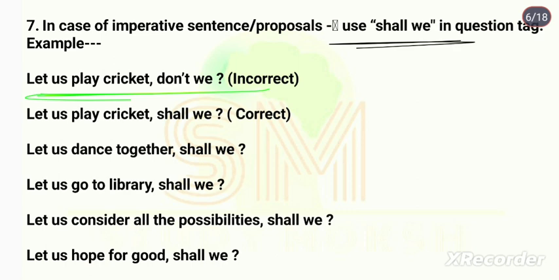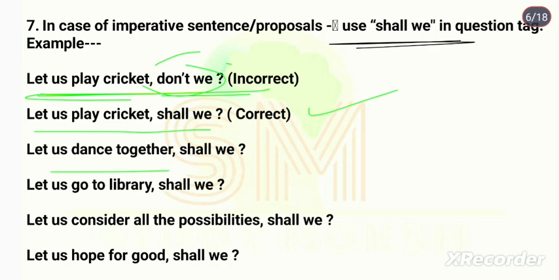Okay, if someone asks you, come, let's play cricket, then this is a proposal, so what will we use? Shall we. Don't go for that sense, sir, it is positive so it must be negative. No, it's imperative, it's a different sentence. So let's play cricket, don't we? Let's play cricket, shall we, it is correct.